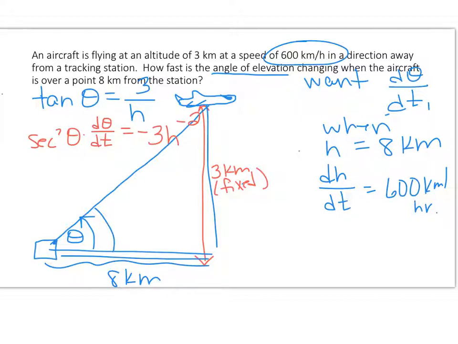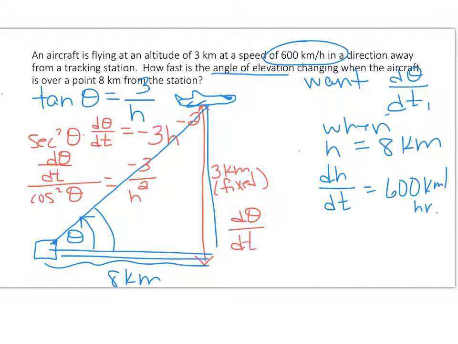Okay, so if I clean this up a little bit, secant squared theta is really 1 over cosine squared theta, so I have d theta dt all over cosine squared theta equals, on the other side, negative 3 over h squared. I'm trying to find d theta dt, so d theta dt will equal negative 3 cosine squared theta divided by h squared. I know my h is 8, but I don't know what theta is, do I? Well, I do, because at that exact instant, I can calculate my exact value of theta.